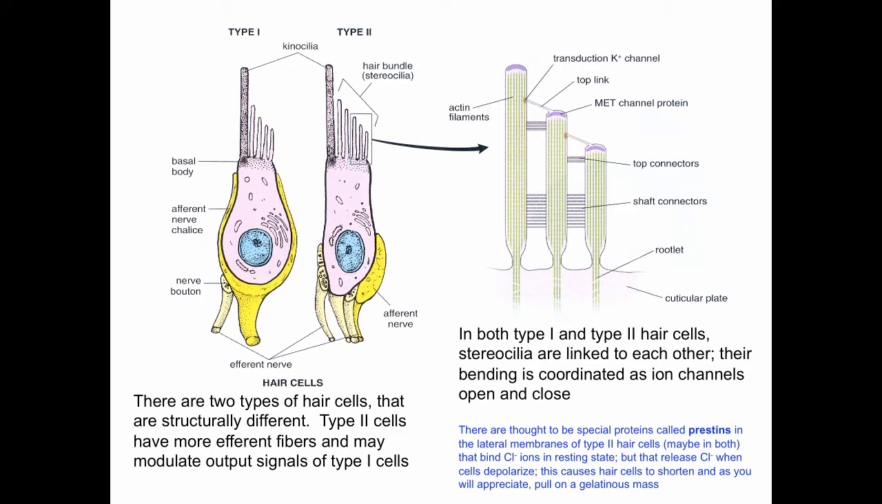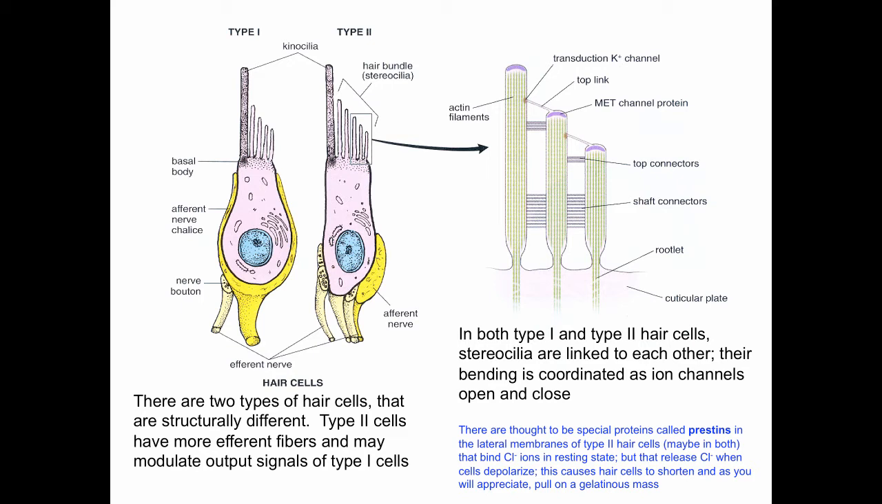Now, in both type 1 and type 2 hair cells, the stereocilia are linked to each other, and their bending is coordinated as ion channels open and close. Now, there are thought to be special proteins called prestins that are in the lateral membranes of the type 2 hair cells. These prestins may also be in the lateral membranes of the type 1 hair cells.